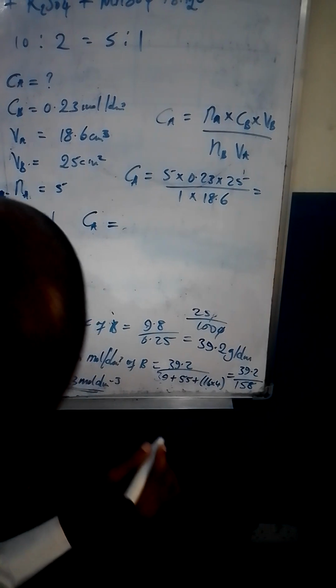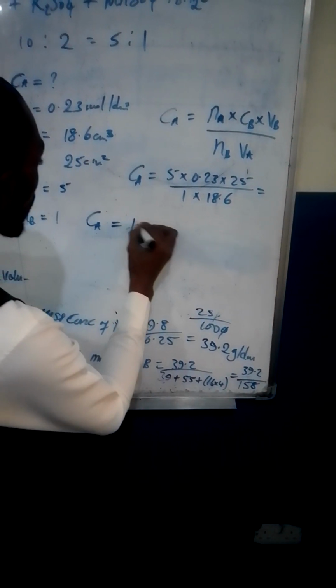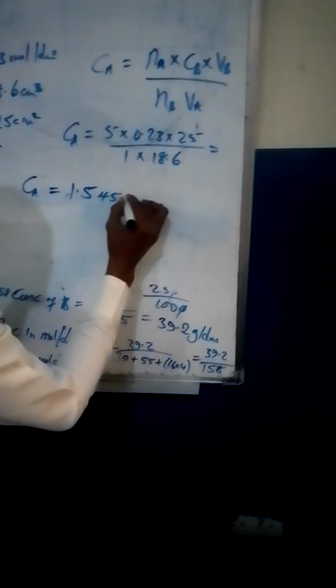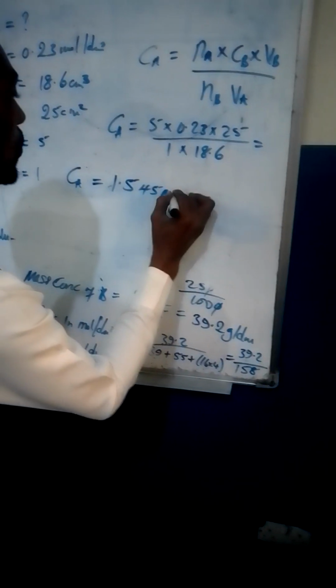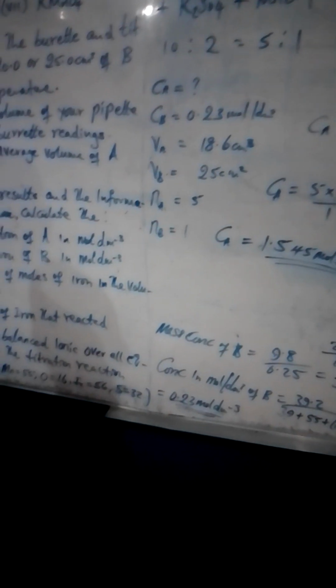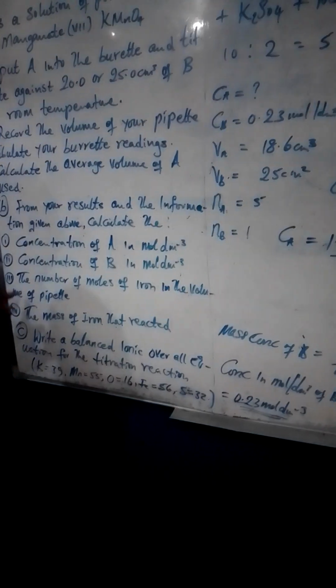Ca is equal to 1.5 mole per dm³. 1.5. Then, calculate the number of moles of iron in the volume of pipette.